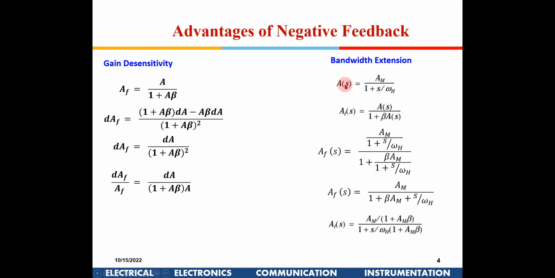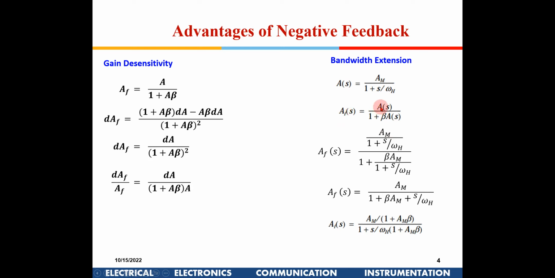At high frequencies the gain will be written as AM divided by 1 plus S over WH, assuming there is one pole, the dominant pole. We learnt about frequency response also, right? So this is the dominant pole, and this is the bandwidth WH. After this it is going to fall. Now this is for the normal case without feedback. AM stands for mid band gain, and there is a pole. After this pole, it is going to fall.